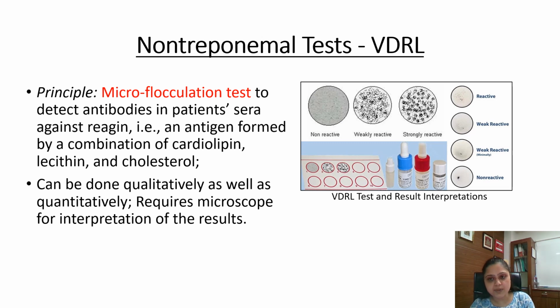So coming to the interpretation of the results, if we are seeing microflocules which are in large or medium quantity under the microscope, then it is regarded as a reactive test. If small microflocules are observed under the microscope, then it is called weakly reactive. However, if there is no microflocule formation against the gray background, then it is called a non-reactive test. The only drawback of this test is that it requires a microscope for interpretation of the results.